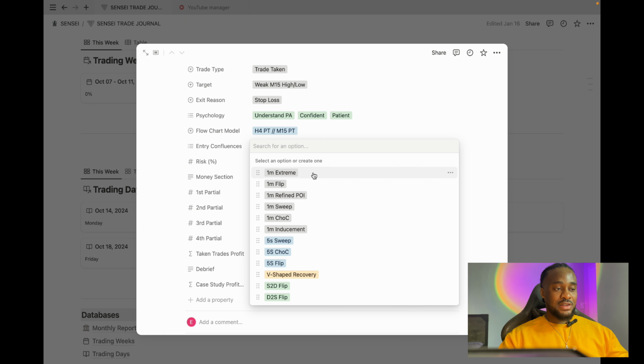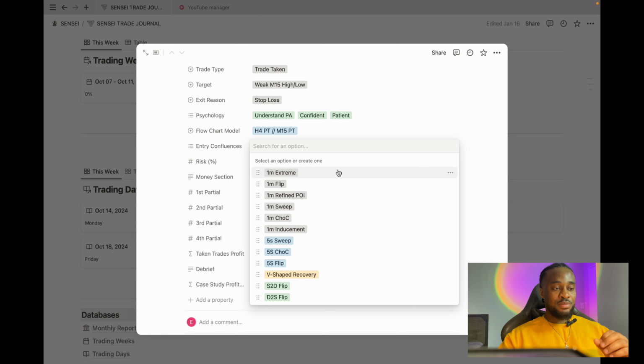chart and see the reasons why I took the trade. What are my entry confirmations? Was it because the 1 minute time frame was at the extreme? Was it at the flip? Was it the refined POIs? You know, things like that. Inducement, was inducement swept? What was the reason why I took the trade? These are entry confluences for me.